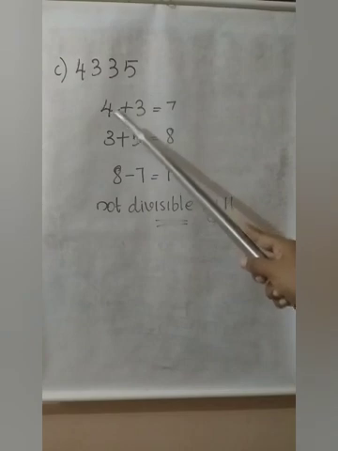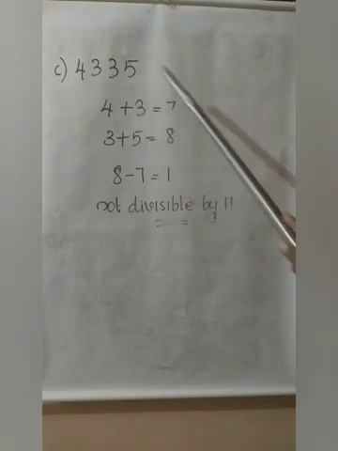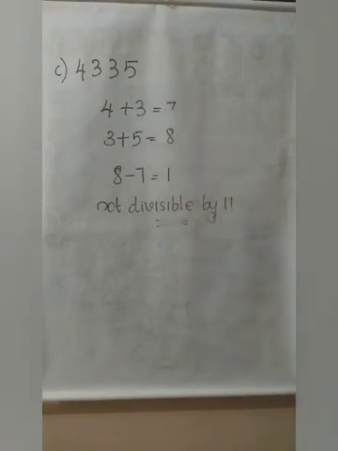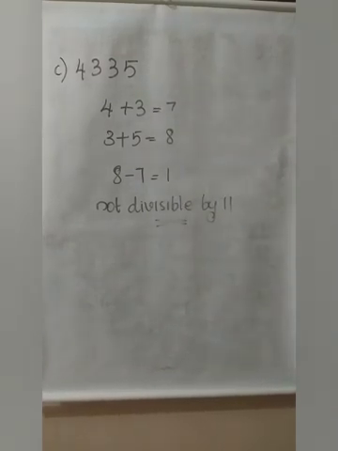4,335. Write the digits alternately. 4 plus 3, 7. Then 3 and 5, 3 plus 5, 8. So what is the difference you are getting? 8 minus 7, what are you getting? 1. We should have the difference either 0 or a multiple of 11. Here 1 is not 0 or a multiple of 11. So we can say this number is not divisible by 11.